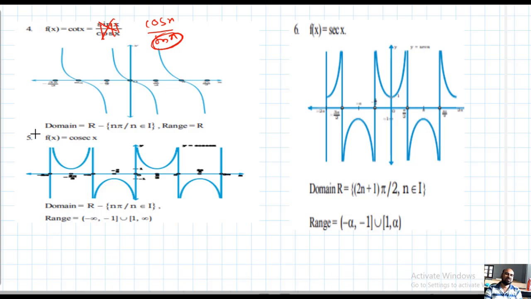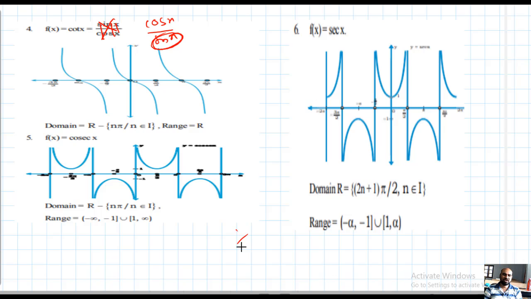Fifth one is the cosec function. Cosec means 1 by sine function. If sin x equals 0, cosec is not defined. So here sin x equals 0, cosec is not defined. That is the condition for cosec, and that is the domain for cosec. Same domain as cot: R minus n pi, n belongs to I, and range is minus infinity to minus 1 union 1 to infinity. All these things we discussed in trigonometry. The graphs and everything are completed. We just need to remember.